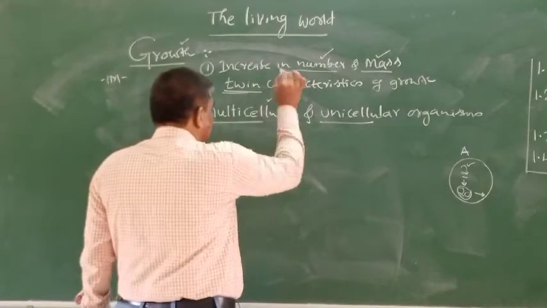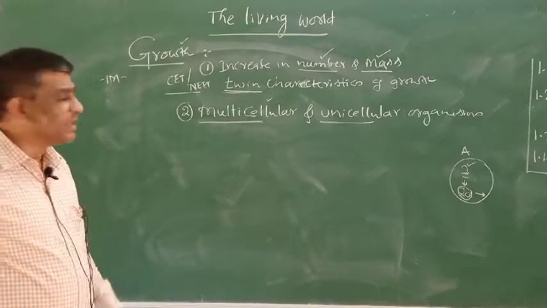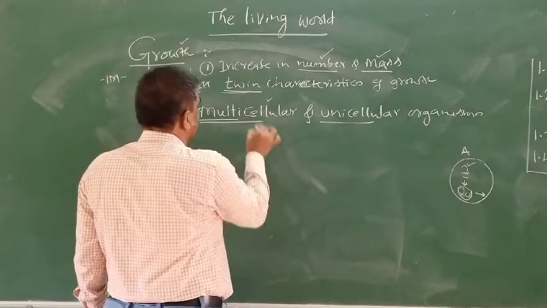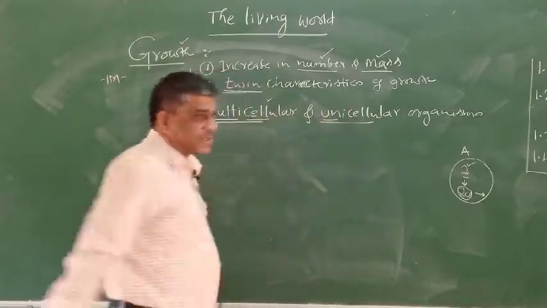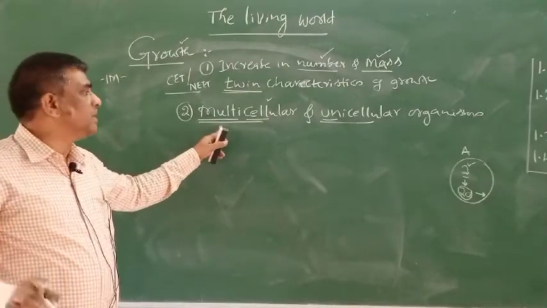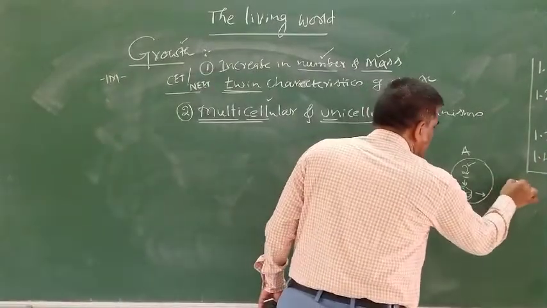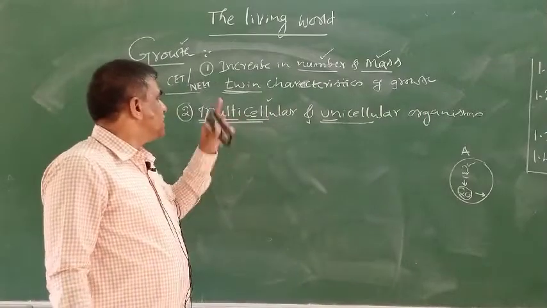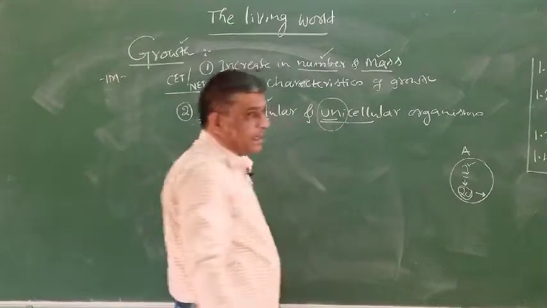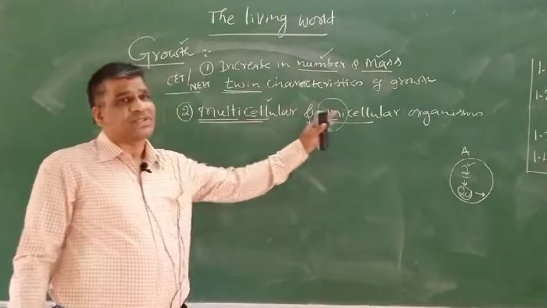Multicellular, I think for children who are coming from 10th standard and regional language, sometimes they may find difficulty in understanding certain terminologies. I just wanted to clear that here. Multi means many, uni means single or one. Those organisms whose body is made up of many cells are called multicellular organisms, and those organisms whose body is made up of only one cell are called unicellular organisms. So in this way we can classify organisms into different types.